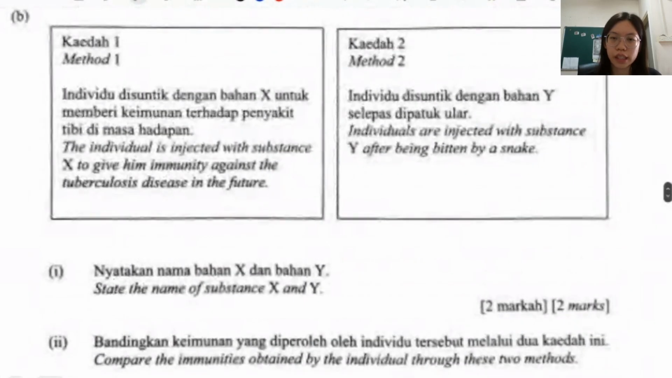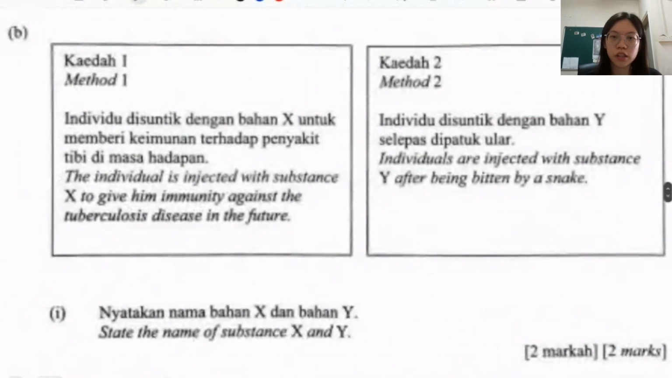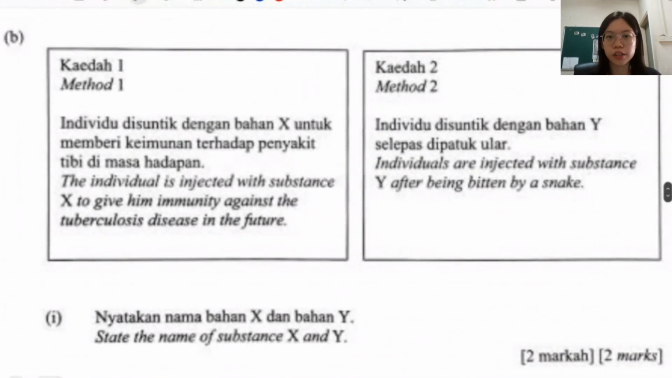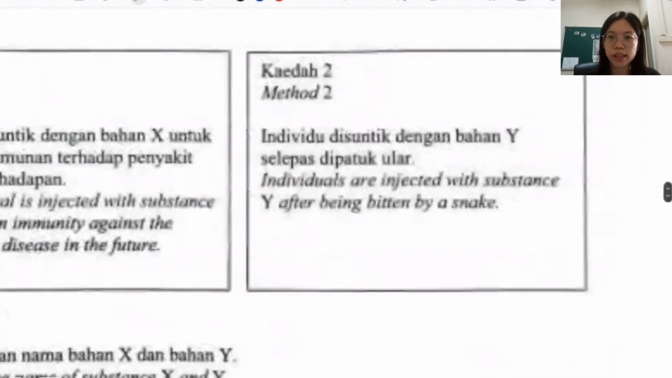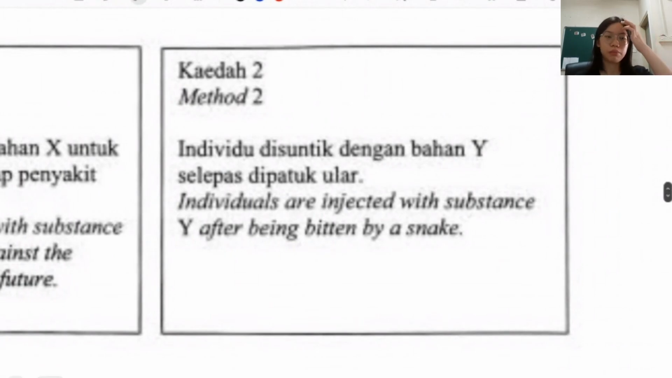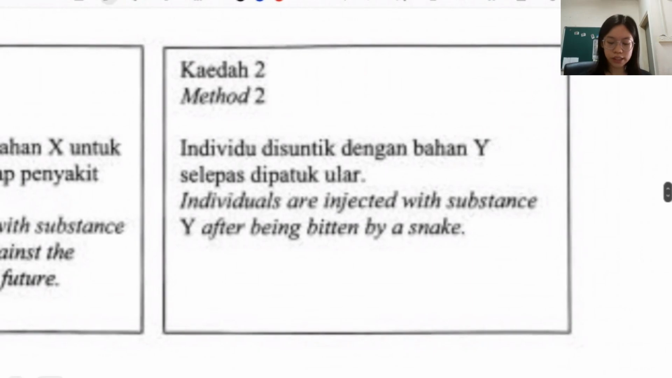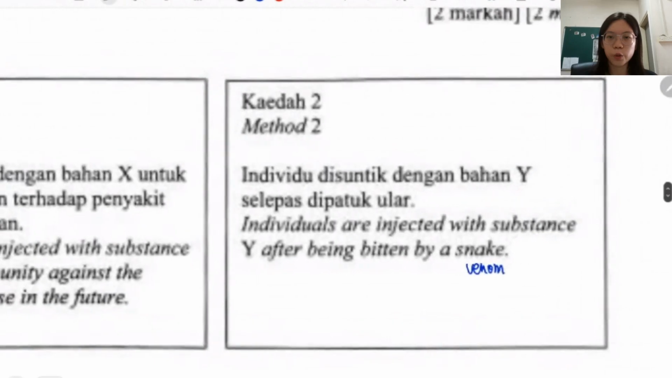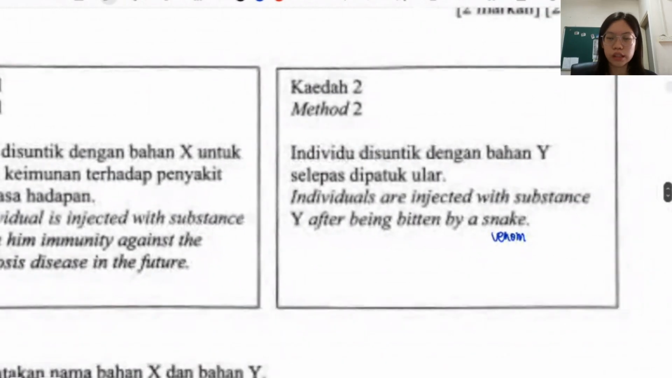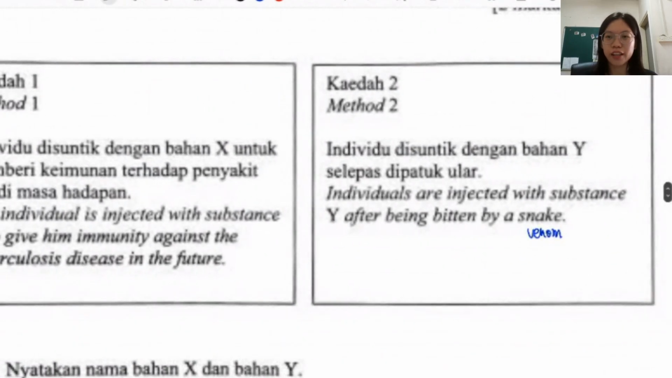Oh, they want you to state the name of substance X and Y first. So it is injected with substance X to give him immunity against tuberculosis disease in the future. And this one is straight out after being bitten by a snake. Because snake got this thing called venom, it is actually quite dangerous. And you have to go straight out to get injected with this thing called antiserum.